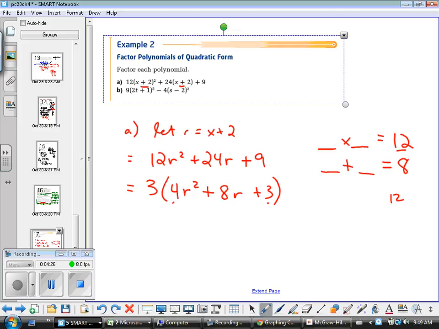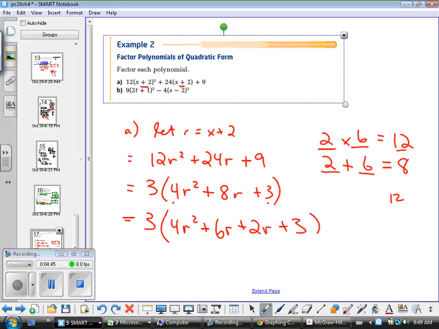Okay, so 1 and 12 don't add up to 8. 2 and 6, they do. So that's how I would do it if I was doing it a little more quickly. So when I replace that middle term, 8r, I put the 6r and 2r.